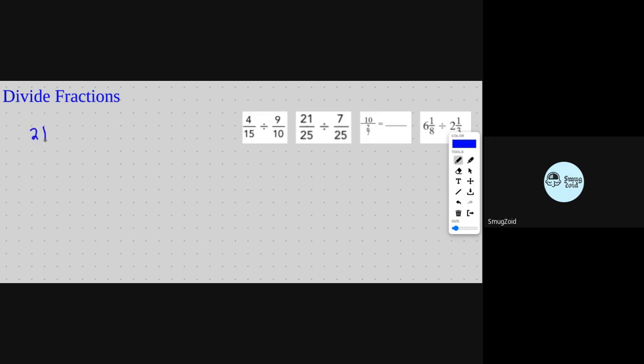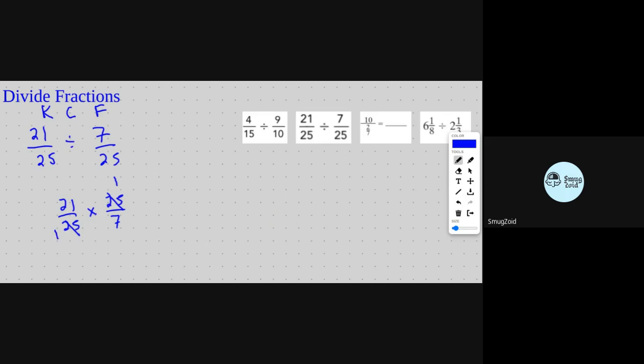It says 21/25 divided by 7/25. Once again, keep the first one, change the sign, and flip this guy. It's going to keep 21/25, change the sign, and put 25/7, flipping that one over. Now, I would factor this, but I'm not going to because they're going to be the same. If they're the same, you could just cross these out. They become 1s.